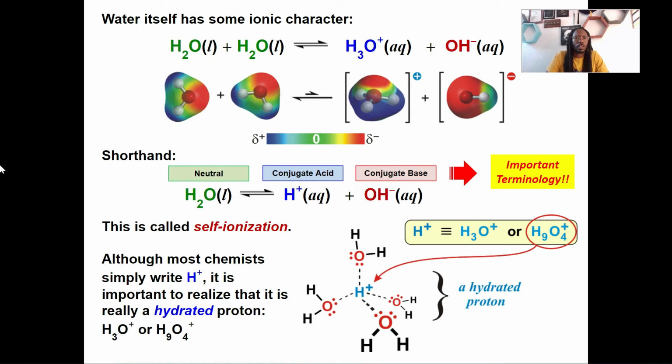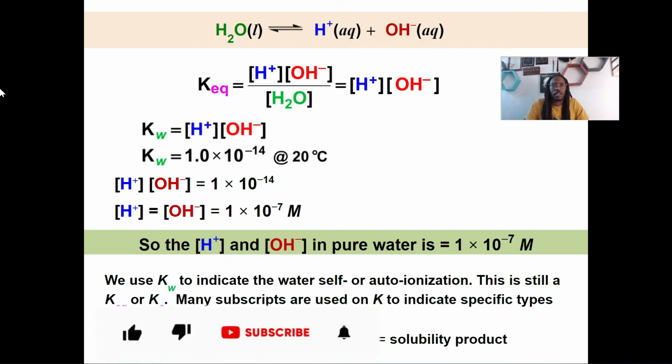One more thing: if you ever see this H+, it stands for H3O+, this type of cation, or it could be H9O4+, where we have intermolecular forces between our H+ and those extra water molecules. This is where we get this hydrated proton. Because we understand that water undergoes self-ionization, we can use that to our benefit.